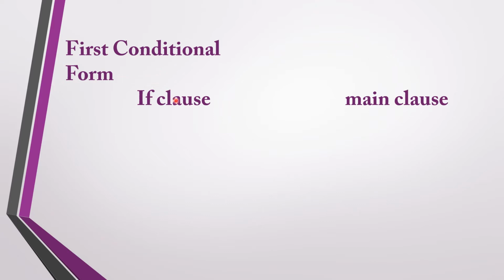Form. Our first conditional sentences should be divided into two sentences or two clauses. The first clause we call it if clause and the second one is the main clause. الجمل الشرطية الحالة الأولى كباقي الحالات تقسم هذه الجمل إلى جملة إذا الشرطية والتي تتكون من if وجملة الشرط وجملة جواب الشرط أو الجملة الرئيسية.